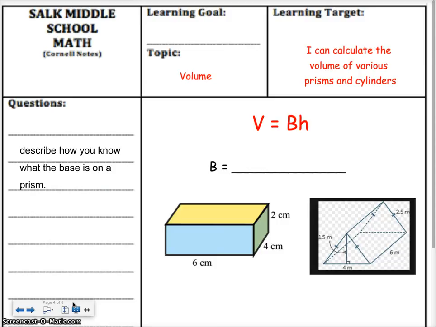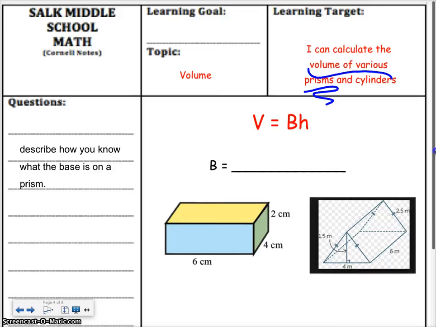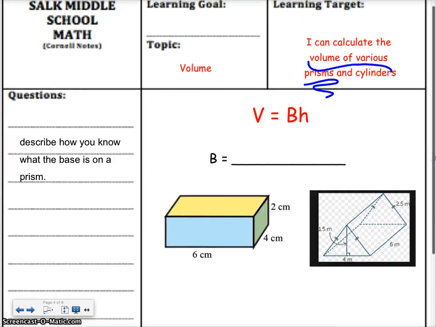Your learning target today: you can calculate the volume of prisms, not cylinders. Cylinders is tomorrow. The formula you get is volume equals BH, the area of the base times the height. Big B is area of the base.